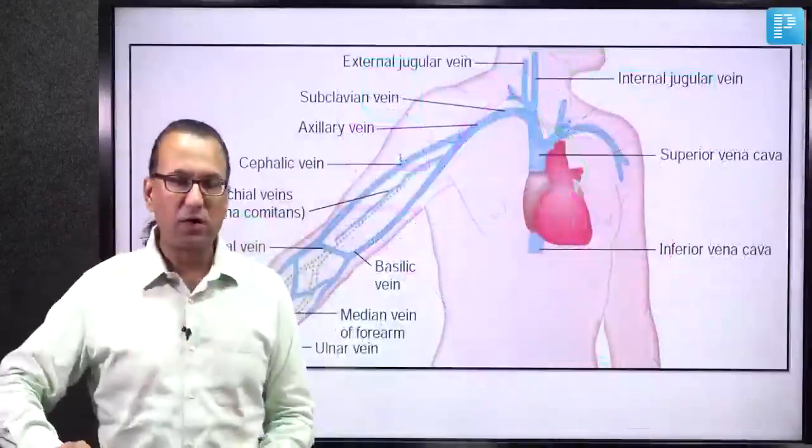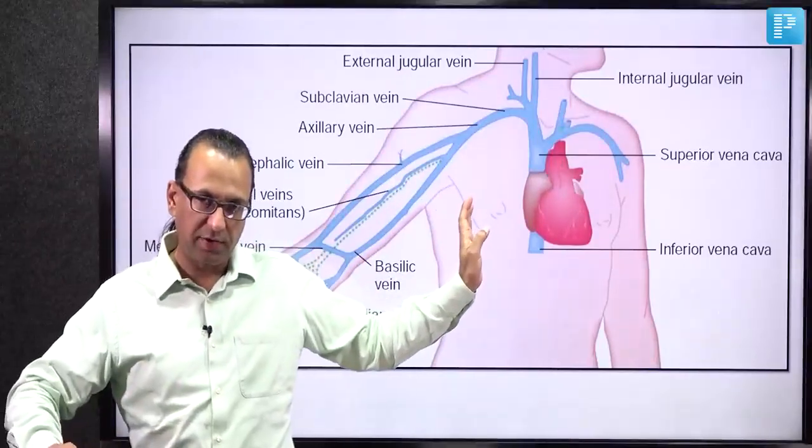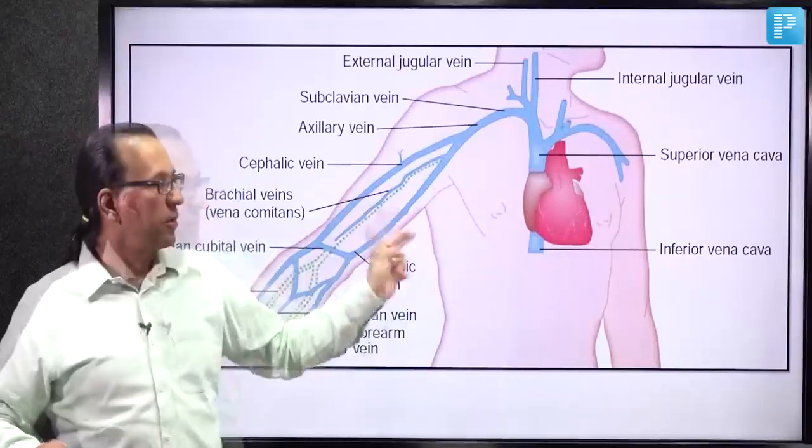Here we are going to talk about the veins of the upper limb now. Since we already know the arteries, it will be easy to follow the veins because they have the same name. But this is about the deeper veins.